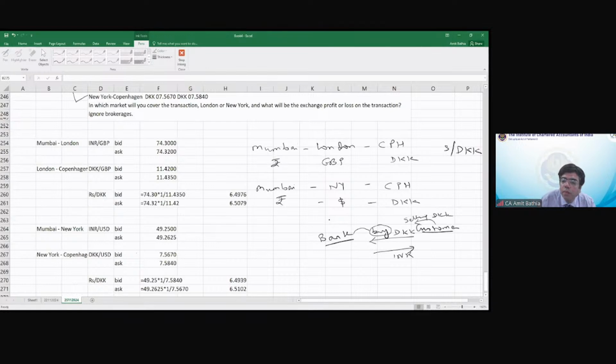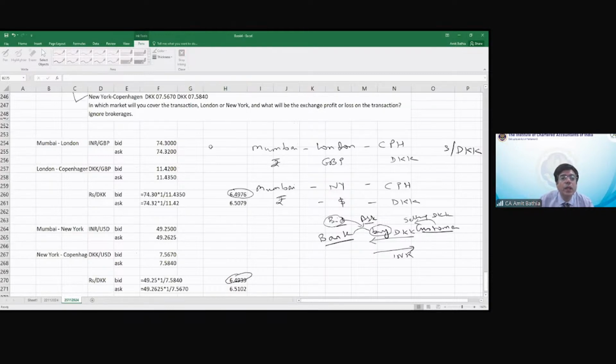Now you tell me whether it will be a bid rate or ask rate. Which rate will be applicable? Bid rate of bank. Bid rate, right? So bid rate will be applicable because this is the rate at which customer sells and bank buys, right? So that is the reason you will have 6.4939 as the rate at which bank will buy. Okay. You have two options over here, either 6.4976 if you want to buy from London or 6.4939 if you want to buy from New York. Are you with me? Yes, sir. Okay. All right.